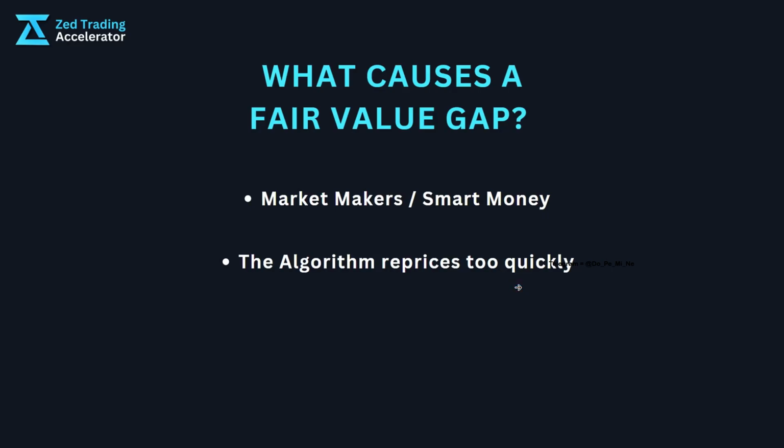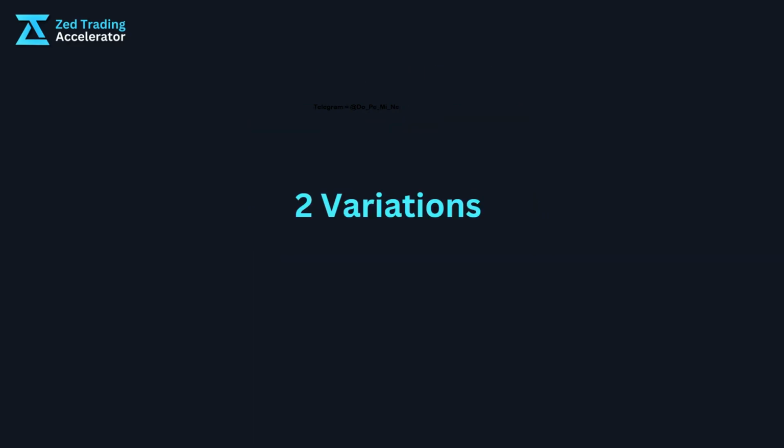Why too quickly? That is to not give any opportunity to the trapped traders. Like I explained to you in the last videos, right? They don't want to give opportunity to the trapped traders. The trapped traders are going to be stopped out right away on the wrong side of the market, and they are all gone, right? So there are two variations of fair value gaps.